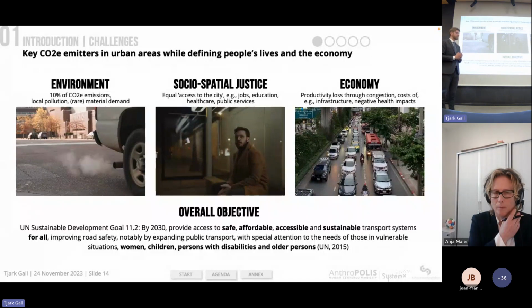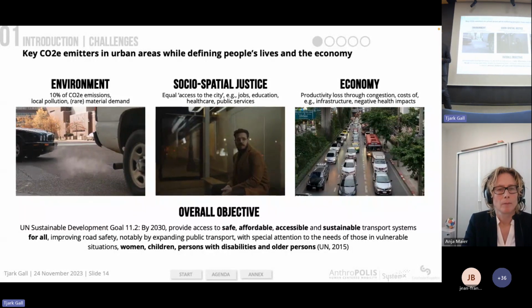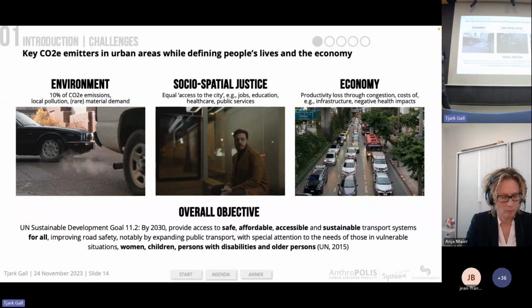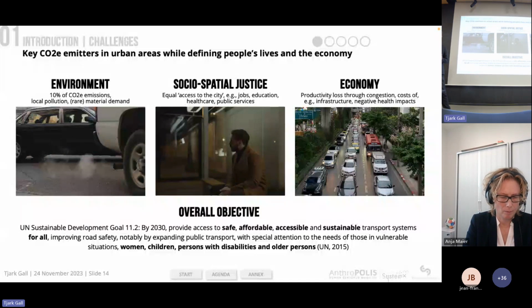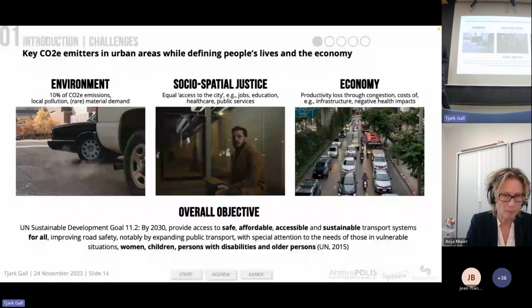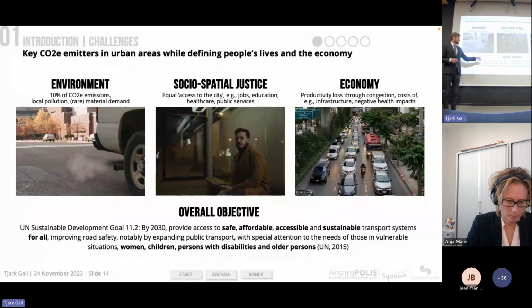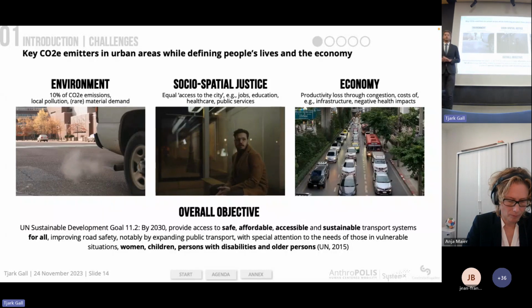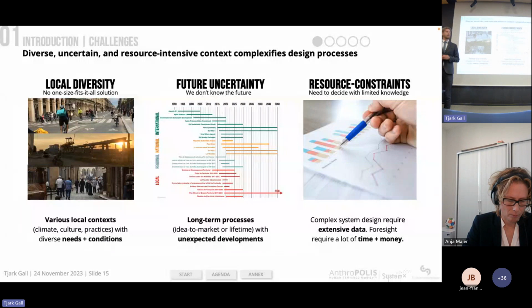So in many countries where the air pollution is very bad, for example, it has a very significant cost. To summarize it a little bit, we take the SDG 11.2 of the United Nations Sustainable Development Goals, which says that by 2030, we need safe, affordable, accessible, and sustainable transport systems for all. And for all is further defined as vulnerable groups such as women, children, persons with disabilities, and older people. So this is the larger motivation.